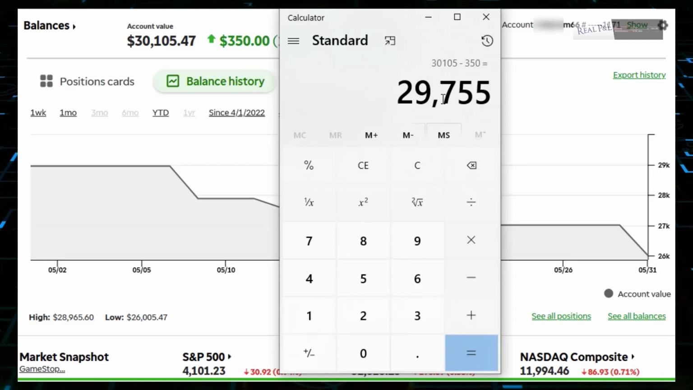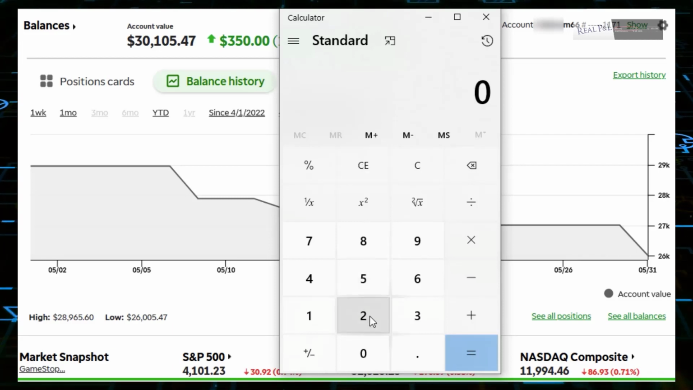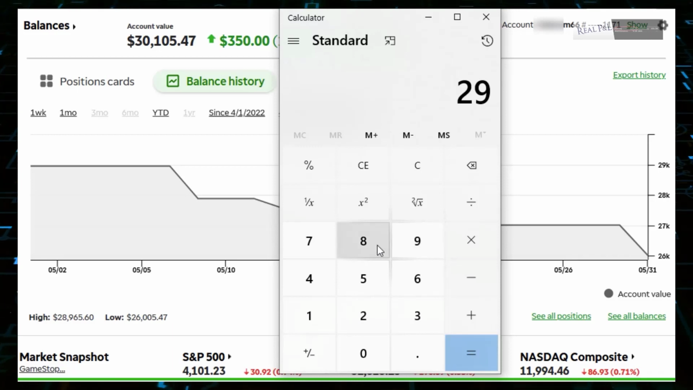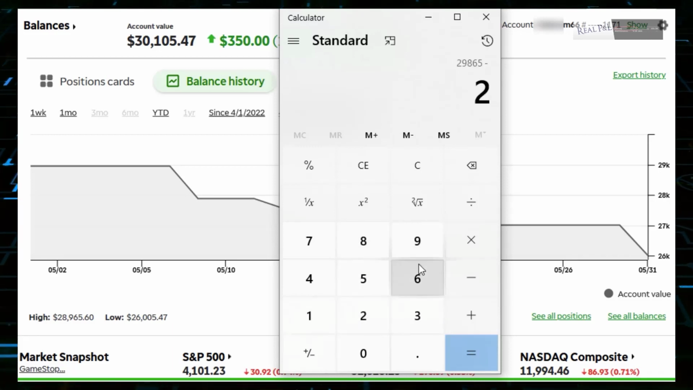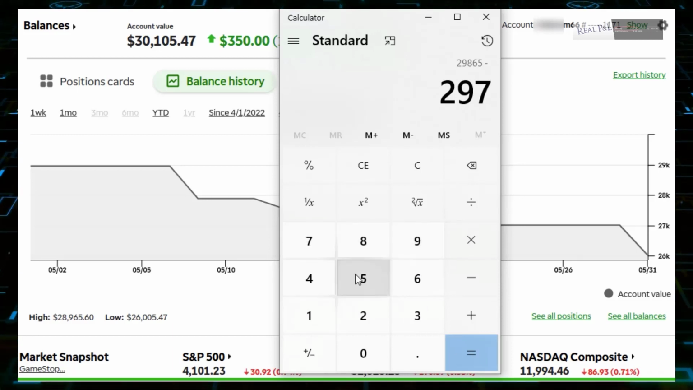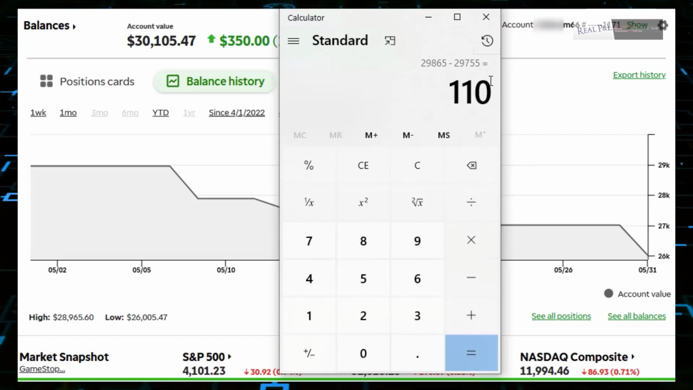And how much did this draw down? Well, I can just tell you from watching it every day, it was down maximum 2% over this month. It's probably more like 1%, but it might have been down 2% at some point. So let's do some math. We started the month with 29,865. We ended the month with 29,755, down about $110.